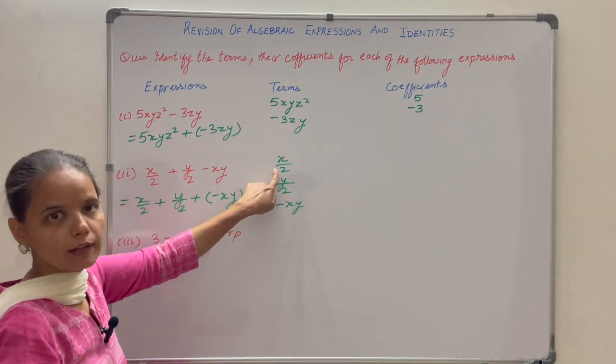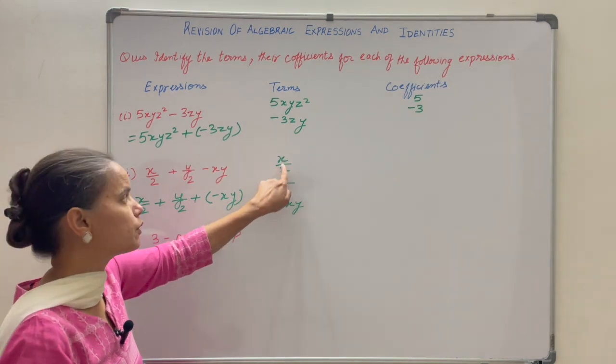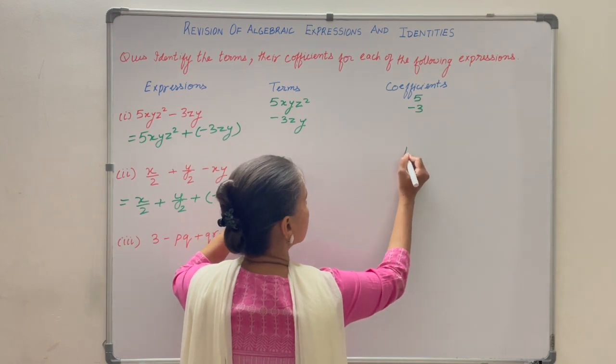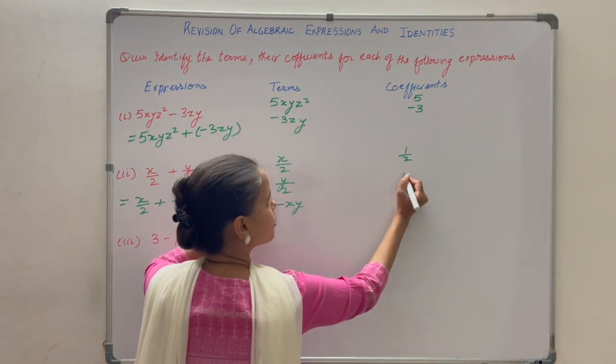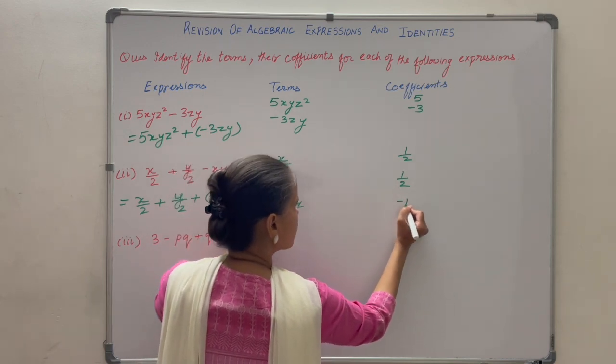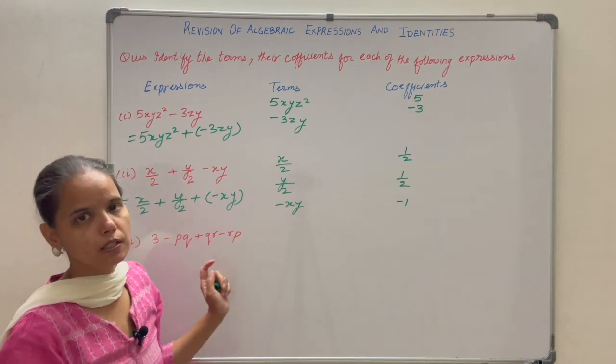So the numerical factor here is 1 by 2. 1 by 2 into x gives you x by 2. So here the numerical factor is 1 by 2. Here also the numerical factor is 1 by 2. Here the numerical factor is minus 1. So these are the numerical coefficients for these terms.